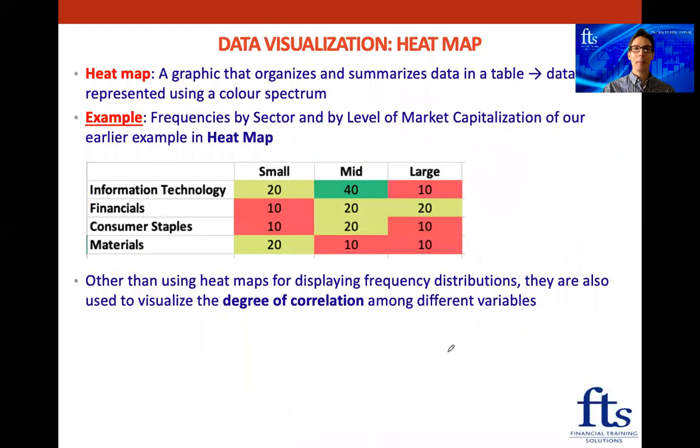And then what we now need to look at is the heat map. What is a heat map? A heat map is a graphic that organizes and summarizes data in a table. The data is then represented using a nice color spectrum. If we take this example, it'll clear everything up.